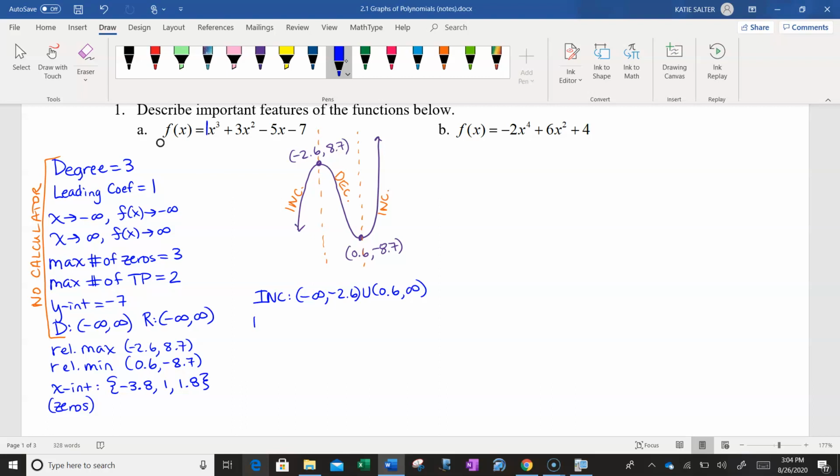Then for where it's decreasing, we would say it's decreasing between -2.6 and 0.6. Again, make sure anytime you give intervals of increase and decrease, you do it for the domain values, so for the x values, not for the range values. That's a common mistake that I see students make.